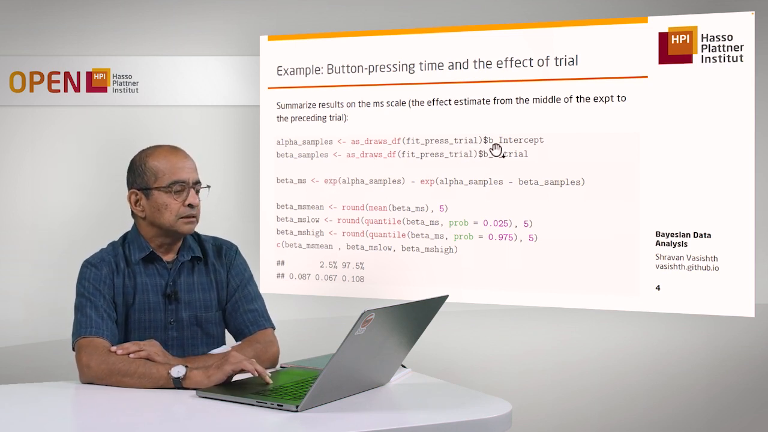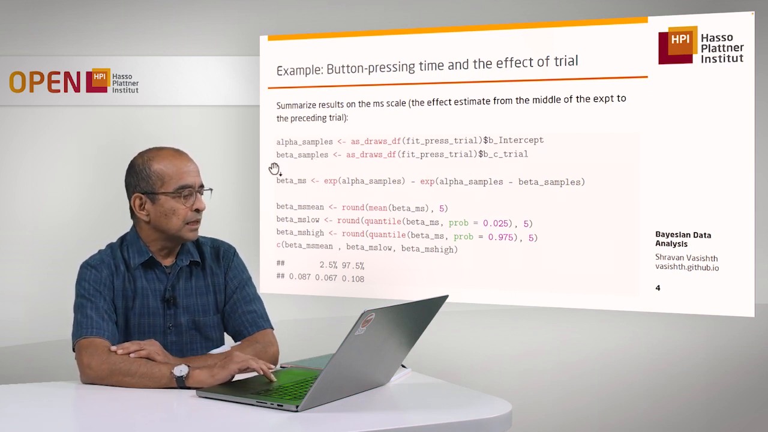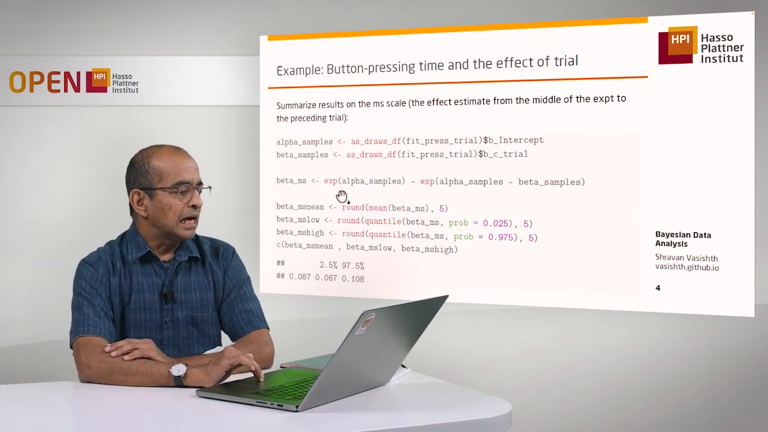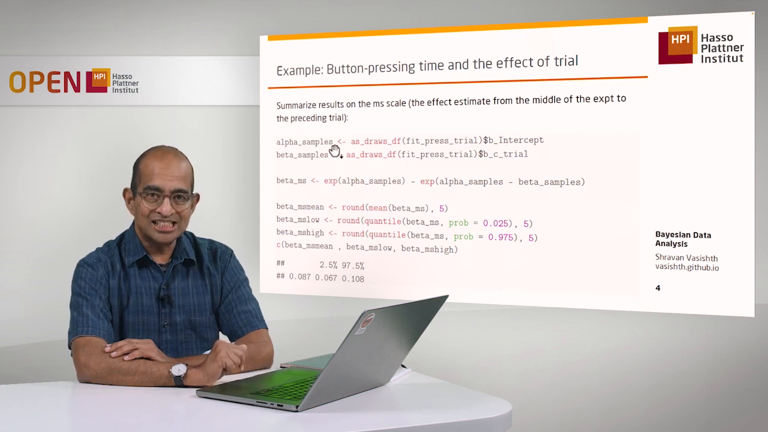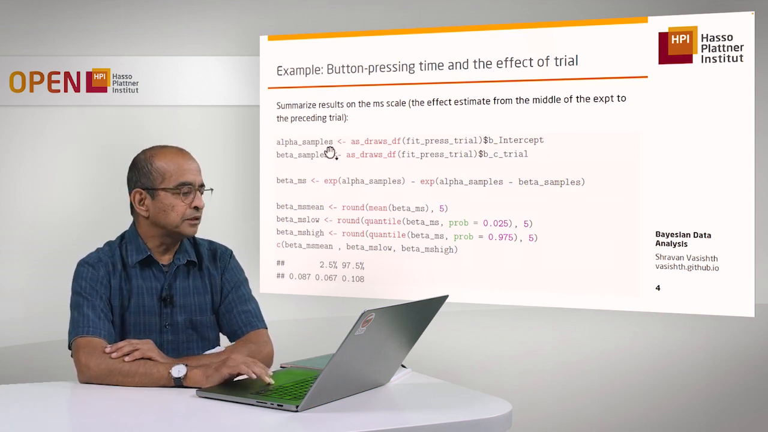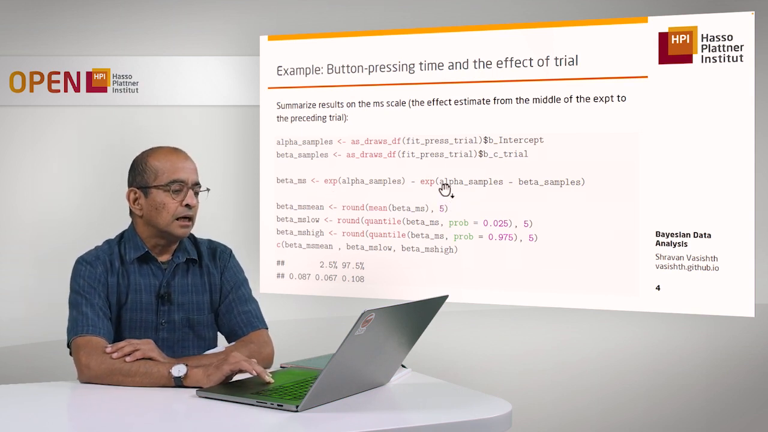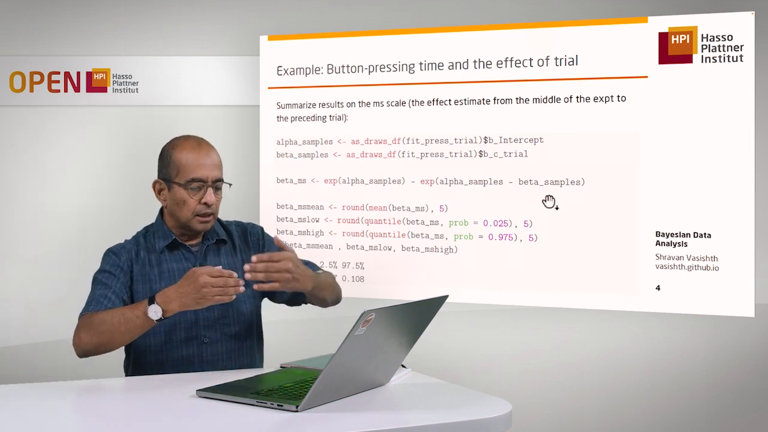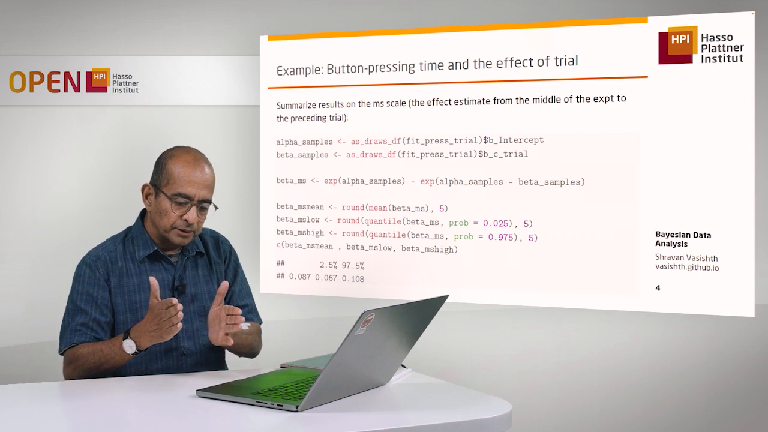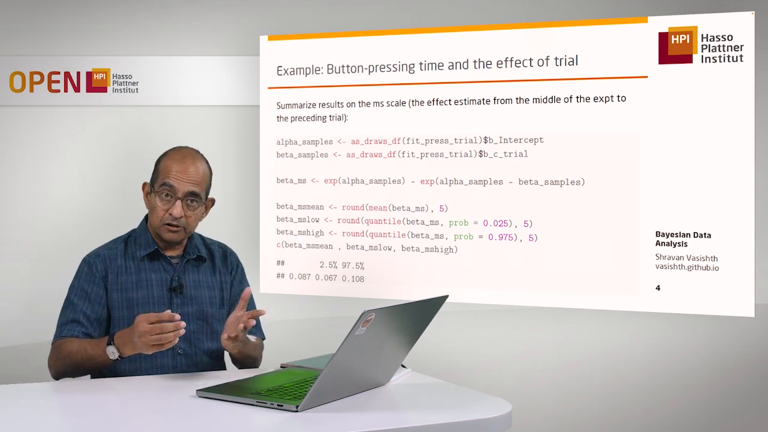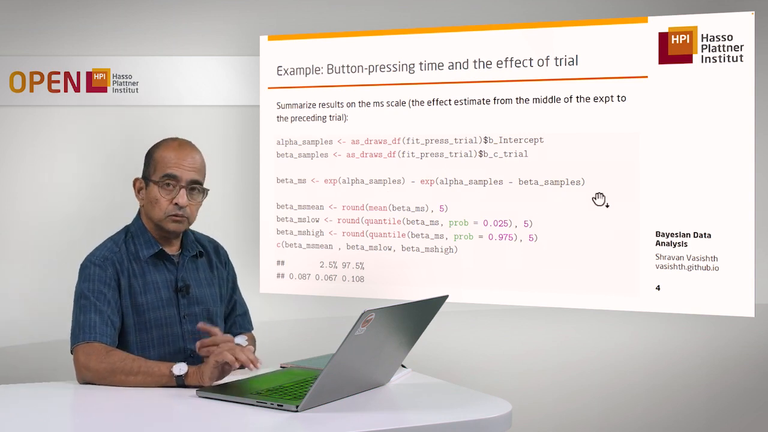So you're getting the intercept here, and I'm saving that as a vector. I'm saving the posterior for the slope as a vector of values here. These are vectors of values. And now the cool thing is that I can take the alpha samples, the vector of the posterior distribution of the intercept parameter, exponentiate it, and subtract from that the effect of going from trial 0 to trial 0 minus 1, the difference between one trial and the next trial in the middle of the experiment. That's what I can now get. So how is this working? What am I doing here?